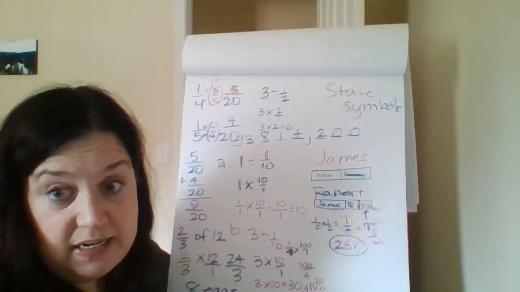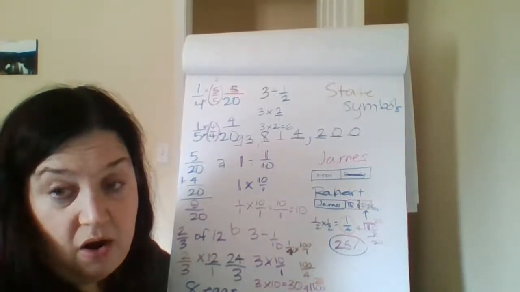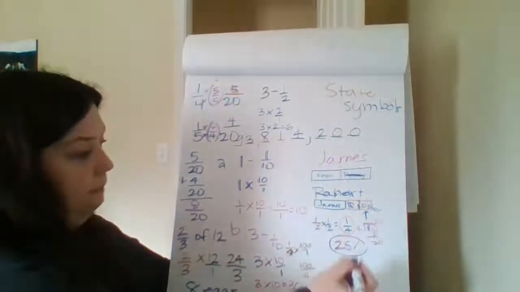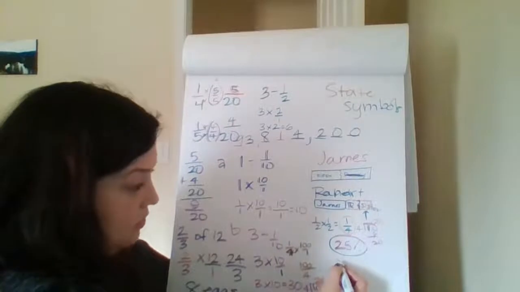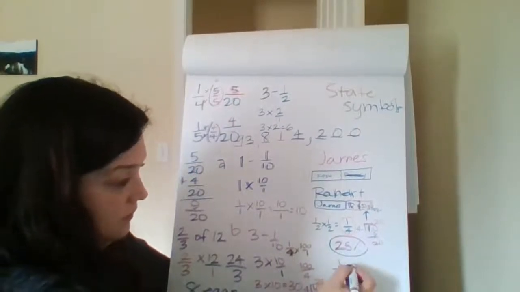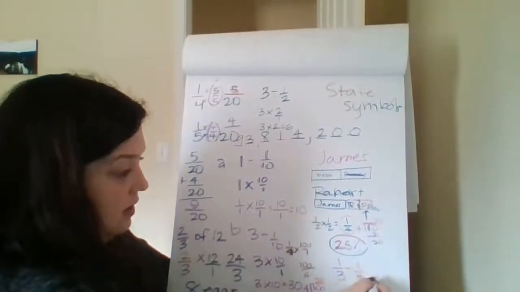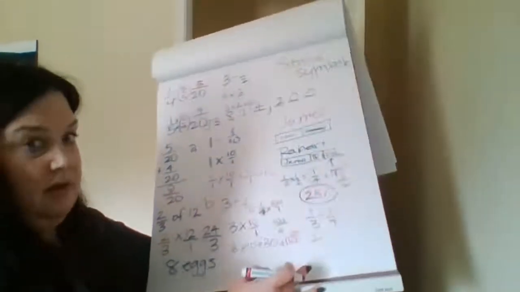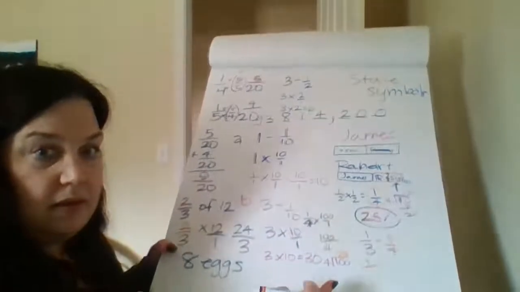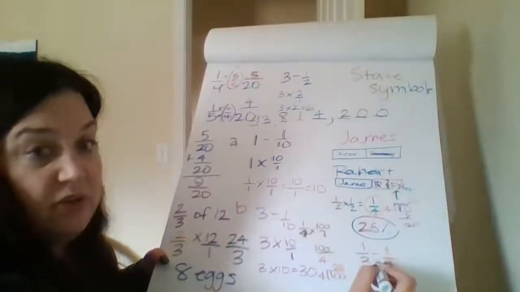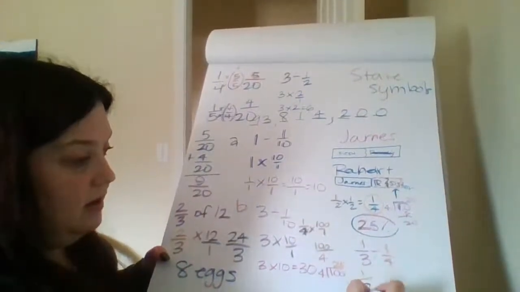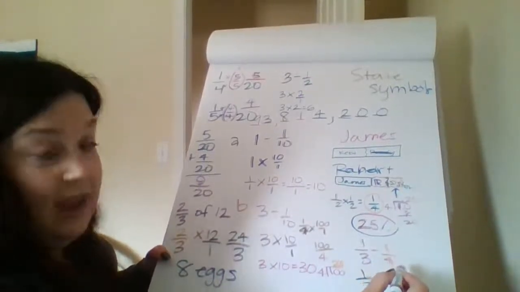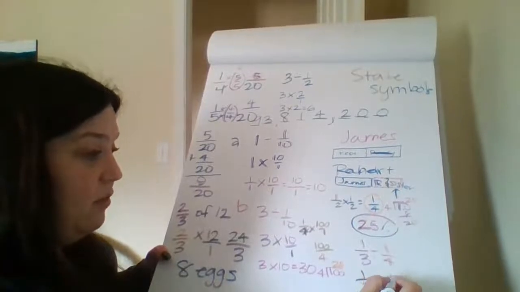13 and 14 are the keep it, change it, flip it ones. So 13 is 1/3 divided by 1/4. You keep the 1/3. Oh, you can't see this, I'm sorry. You keep the 1/3. You change divide to multiply, and you get the reciprocal 4/1.